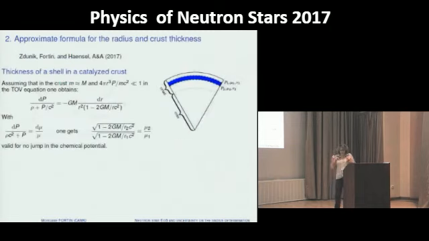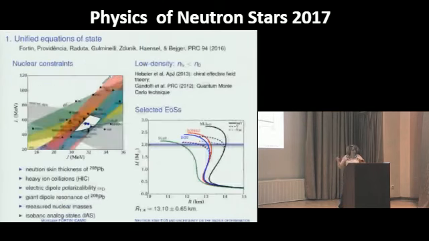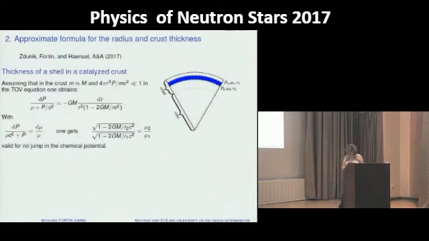So that was one way to tackle the problem of the core-crust connection, that is having a unified equation of state. But this is not always the case. So what we did with my colleague at Copernicus Center is to develop an approximate approach for the crust of a neutron star. The idea is to take a shell in the crust of a neutron star located between 2 pressures, say P1, P2.